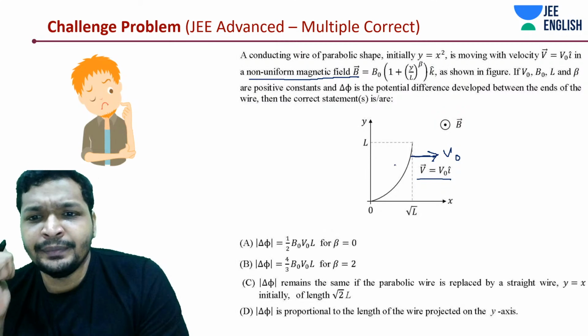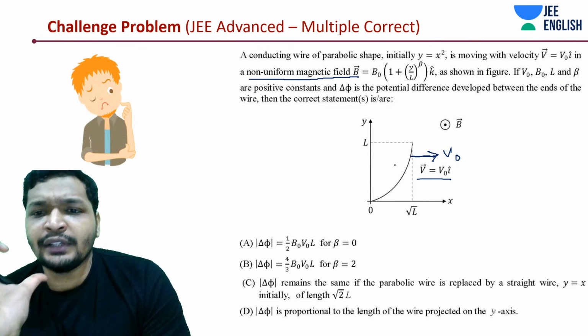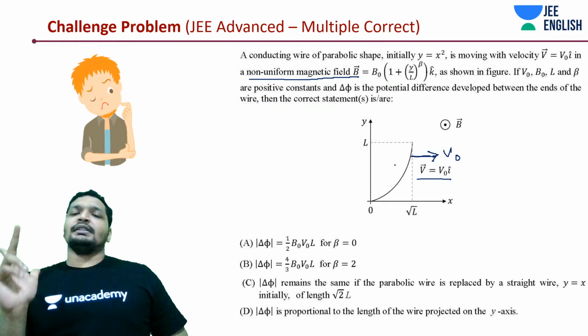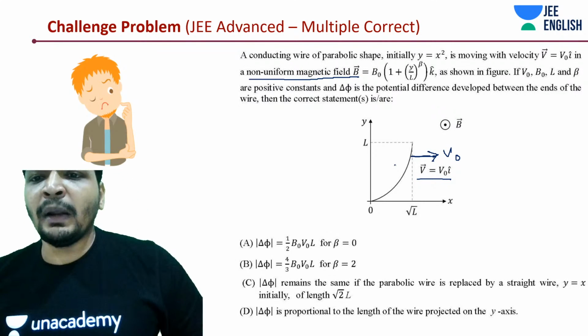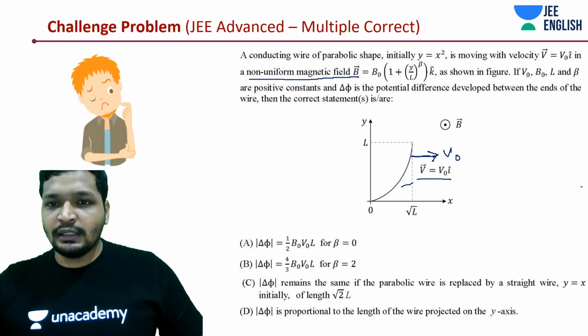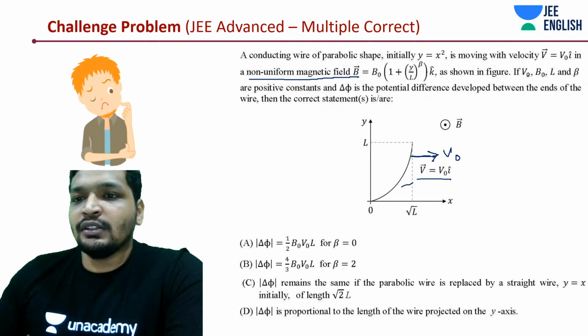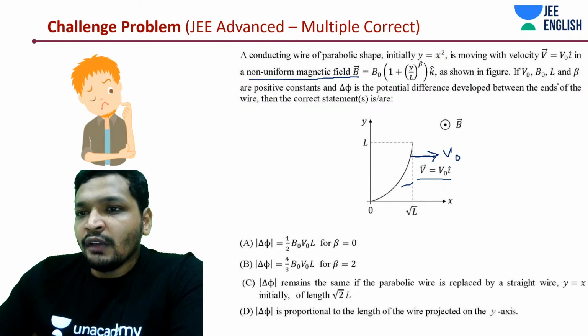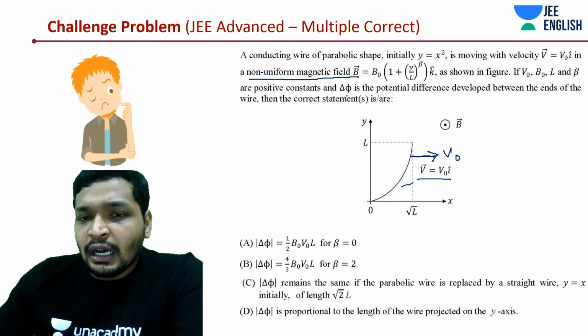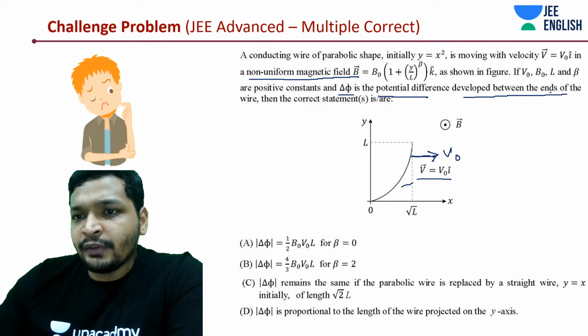So outside, you can apply the right hand thumb rule to get the answer. But now let's first understand what is being asked, and then think about all this analysis. That is not the way to go about exam questions. B naught, L and a positive constant, and delta phi is the potential difference developed between the ends of the wire.